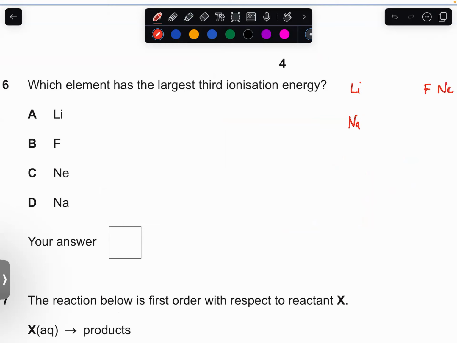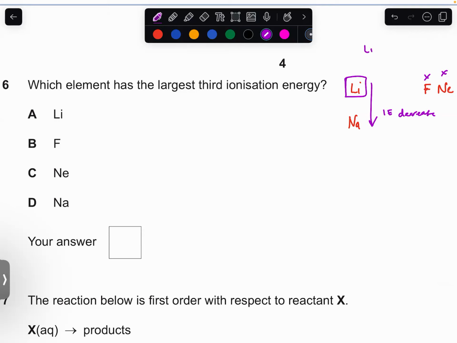You see, we want the largest third ionization energy. It's not going to be neon or fluorine because their third electron is still removed from the same outer shell. It's not going to be sodium because as you go down, the ionization energy decreases. So it's going to be lithium because the third ionization energy, you're actually removing from the inner shell.